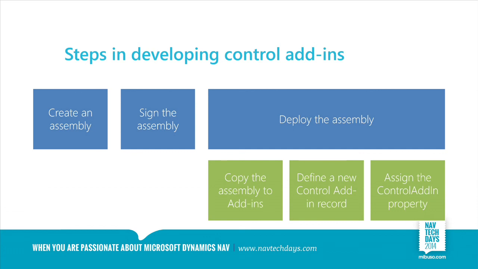You can deploy them to the server. Technically, they should be auto-deployed to the client then. But you cannot deploy them to global assembly cache. That's something that just will not work. So you have to put them in the add-ins folder. So it's essentially the three-step process. You copy the assembly to add-ins. Then you have to define an add-ins definition inside NAV. And then you have to assign the control add-in property on a page where you want to use it.